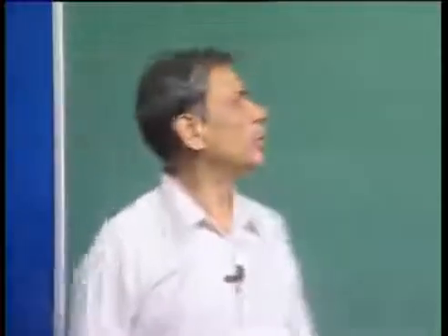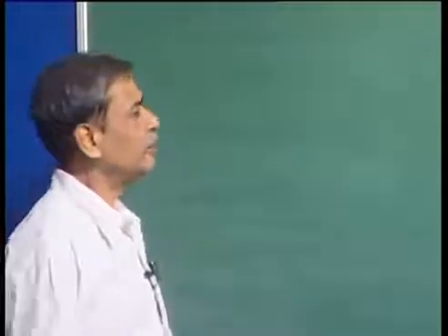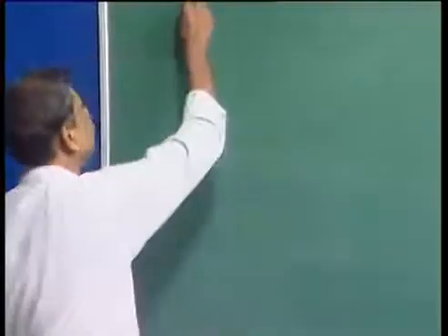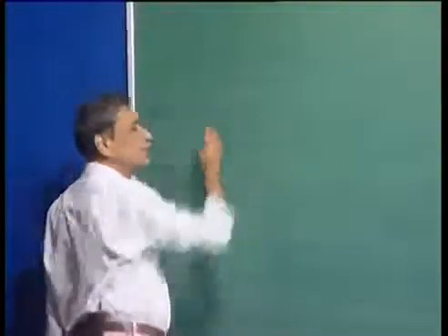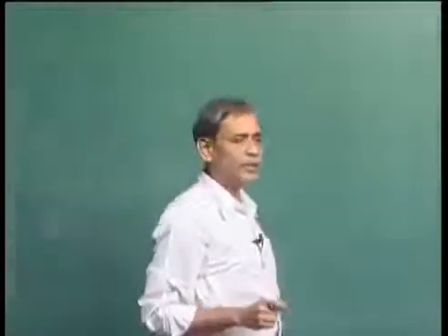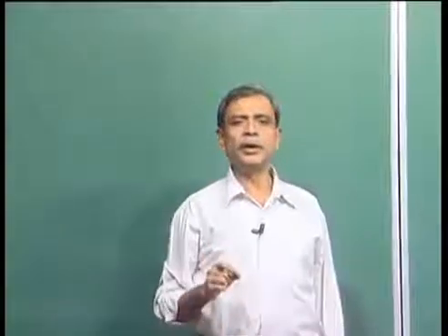Let us recall what we did last time very quickly. First of all, we defined the notion of when two states of a machine M are called distinguishable. So, let us write that definition.